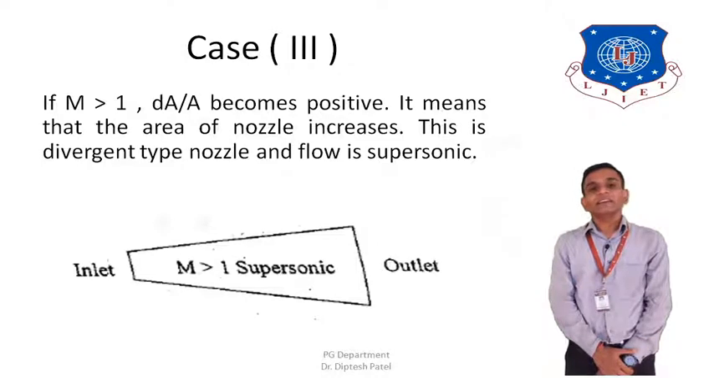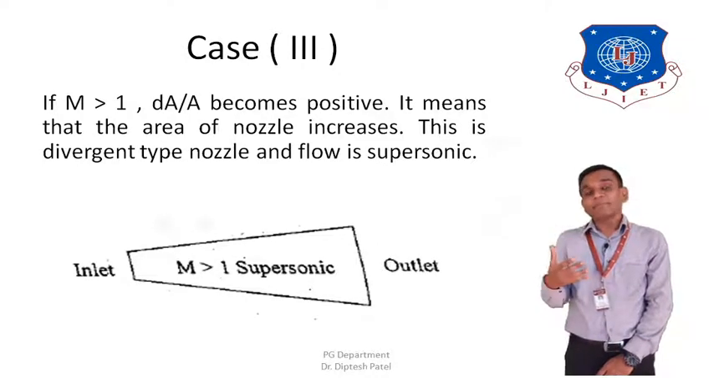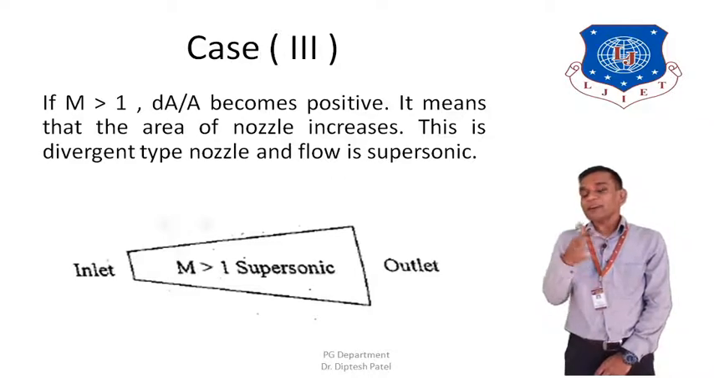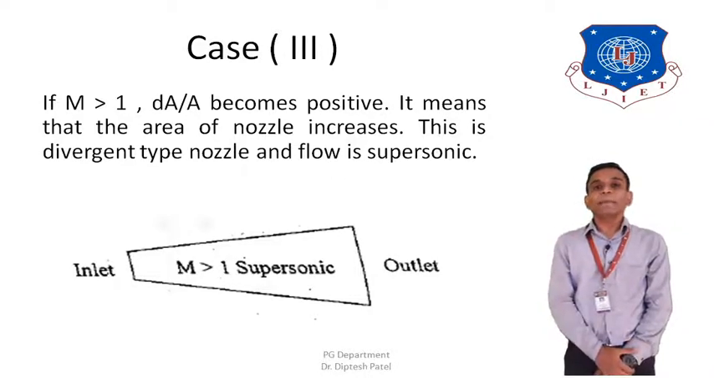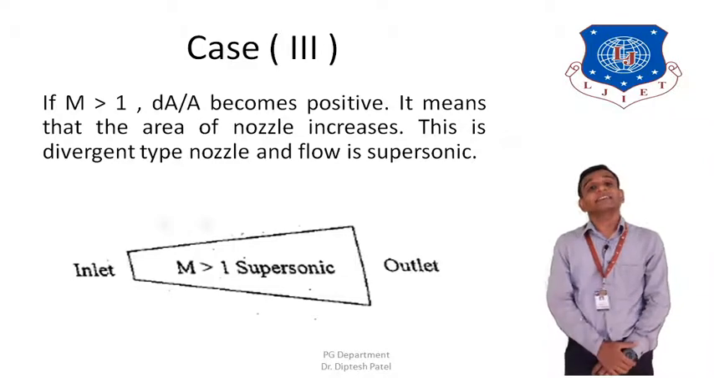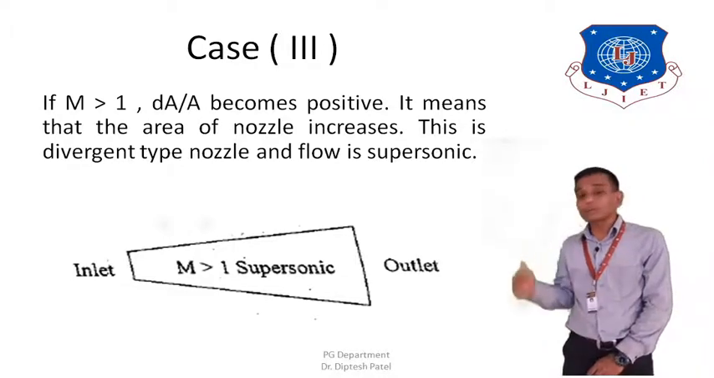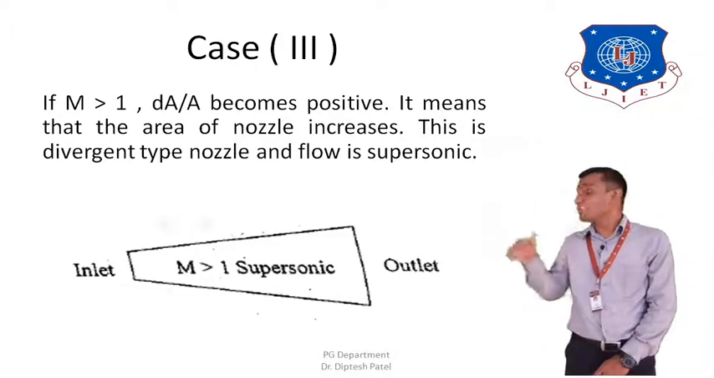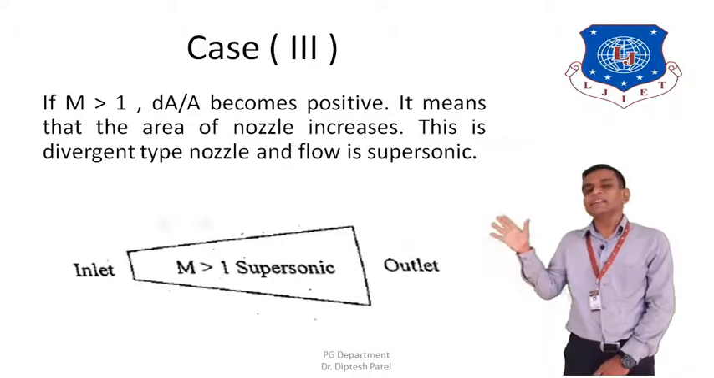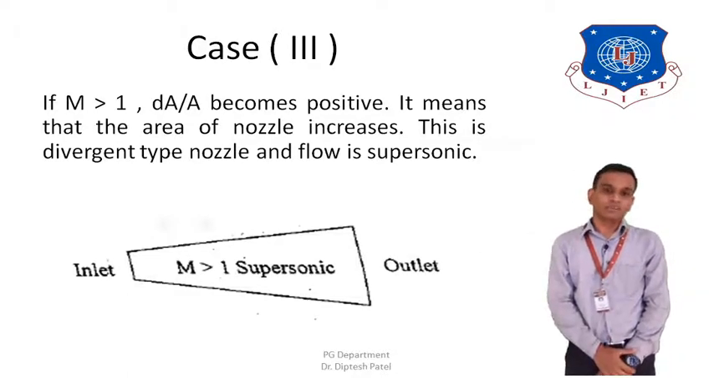Third case, in which Mach number is higher than 1. Now if the Mach number is higher than 1, then the ratio dA upon A becomes positive. That means the area of the nozzle is increasing from inlet to outlet section, and therefore it is a divergent nozzle, and the flow is supersonic here.